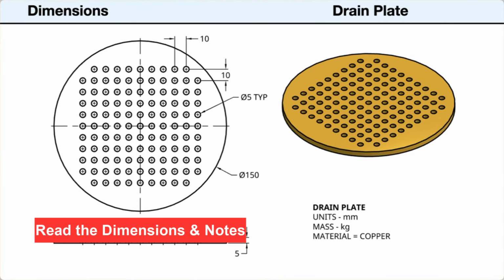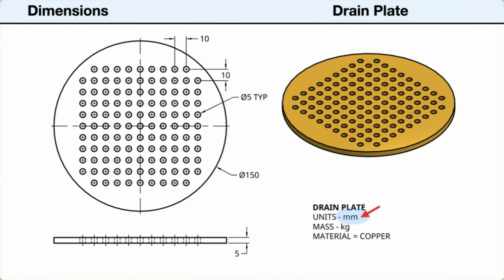Next, we will look at the dimensions and notes. First, the measurement units are in millimeters. The material thickness is 5 millimeters. The outside diameter of the plate is 150 millimeters. The hole size is 5 millimeters. This is the typical size of all of the holes. The distance between the holes in the pattern is 10 millimeters measured center to center both horizontally and vertically. The whole pattern is centered on the plate. The material is copper. The mass is measured in kilograms.